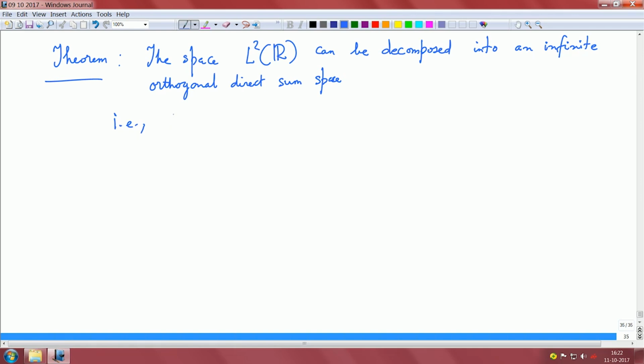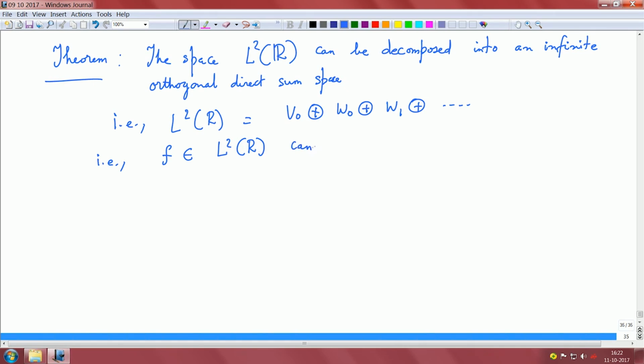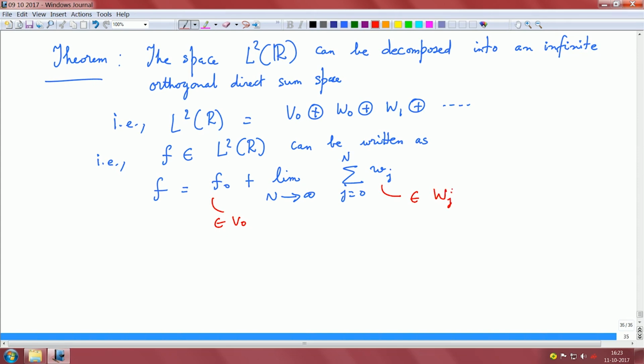So, what it means is L2R can be written as V0 direct sum W0 direct sum W1 dot dot dot till infinity, which means some function f belonging to L2R can be written as f is some f0 plus limit N going to infinity summation j equals 0 to capital N wj, where f0 belongs to V0 and the small wj belongs to the space Wj.